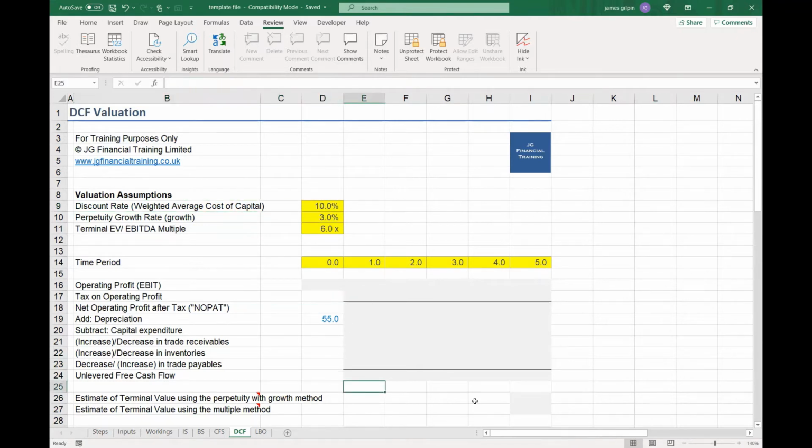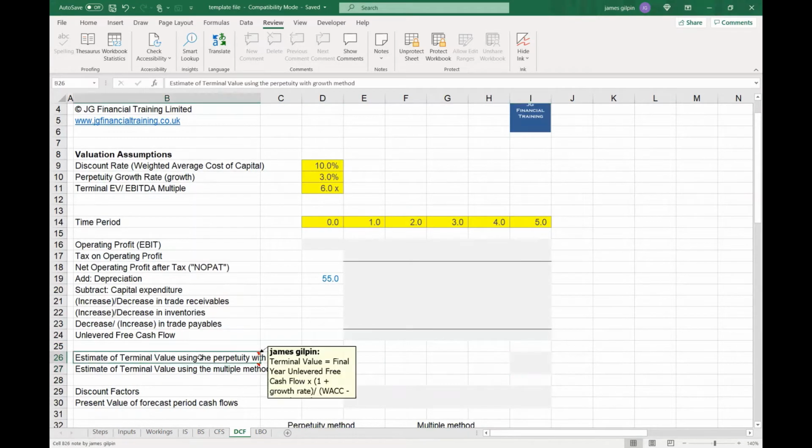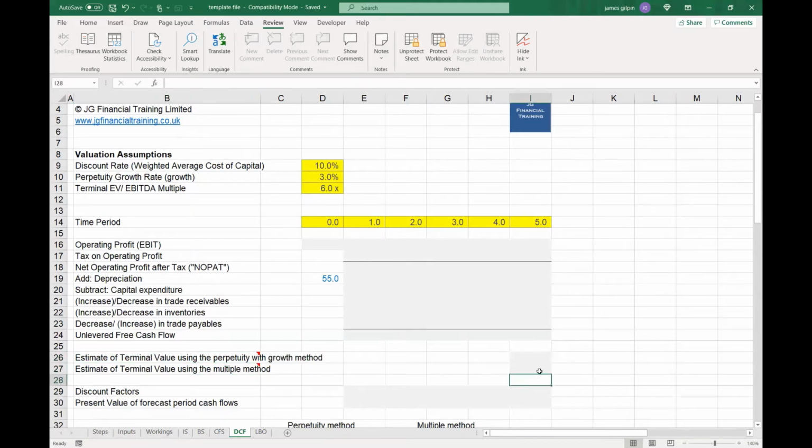Step 3 is then to think about estimating the terminal value, and we've got 2 different approaches which are quite commonly used, the so-called perpetuity with growth method and the multiple method. So this is estimating what we think the business is worth at the end of its forecast period. So we're assuming we can go out 5 years, have a reasonable visibility of the next 5 years of trading and cash flows, but beyond that we haven't really got much clue. So we're going to have to estimate what we think the business is worth at the end of that 5-year period based on what's going to happen into perpetuity.